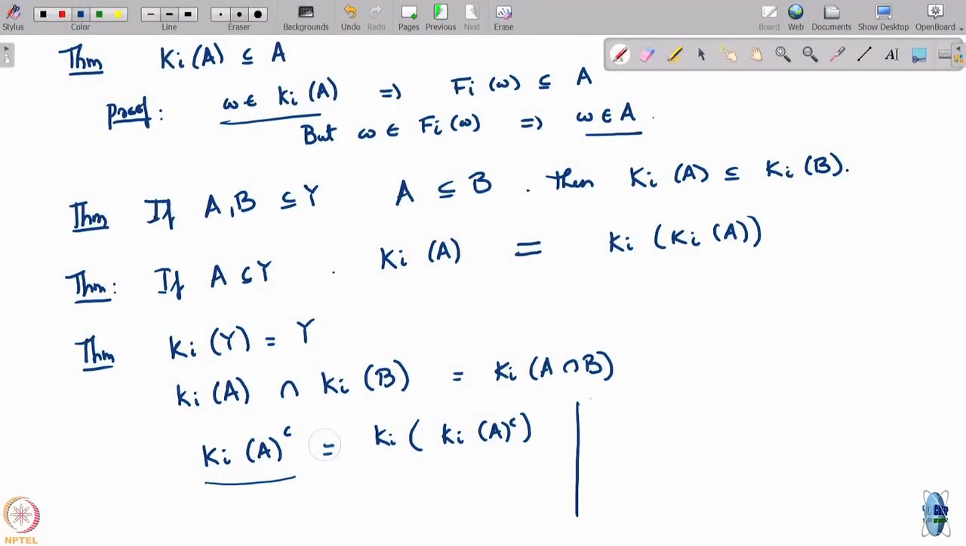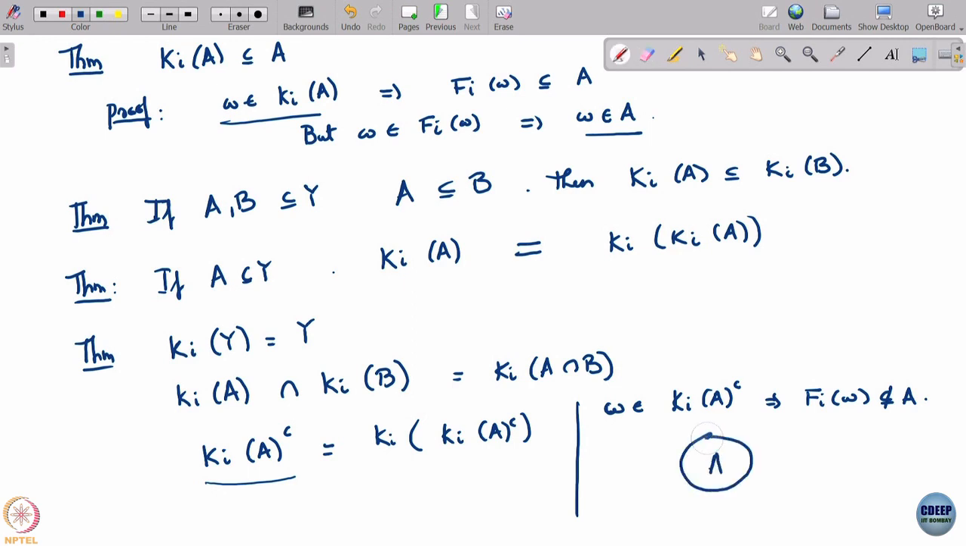Why is the last property true? We can show this. I'll just quickly write out the proof here. So if omega belongs to ki of A, the complement is outside, no? So of course you would have this. The claim is not about this. Let's just do this one second.